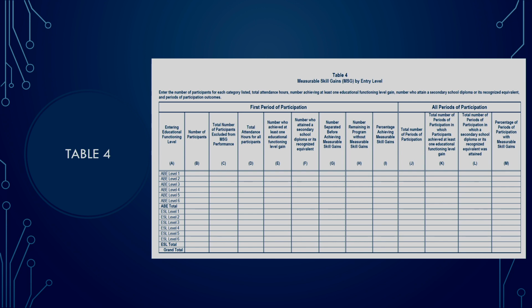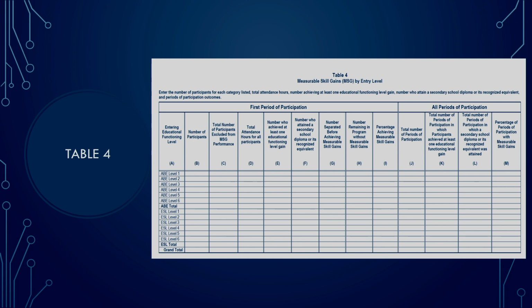Column K is the total number of periods of participation in which they've achieved at least one EFL. For example, if a student comes in for their first period of participation in the year and makes an educational functioning level through a pre-post test, then leaves, comes back again, and takes another pre-test and a post-test later in the year, you could have an EFL gain twice for that student, in both their first period of participation and their second. So column K will be equal to or greater than column E.